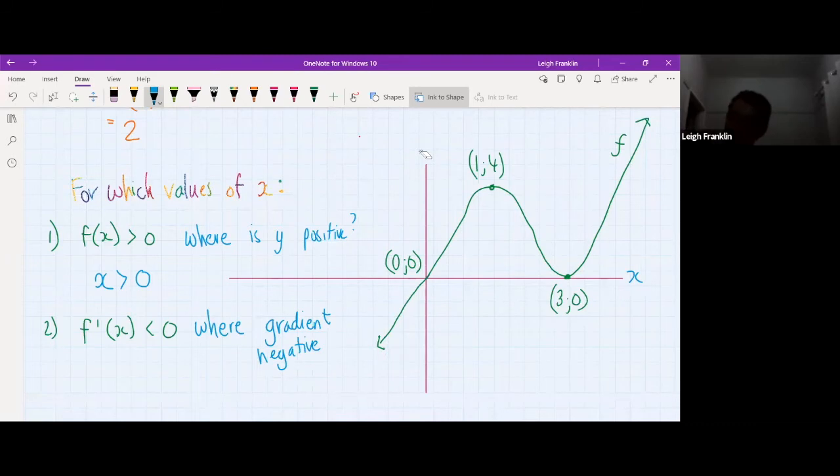So in this sort of function, it's first concave down and then concave up. The graph is a decreasing function between the turning points. So for which values of x is the gradient negative? Where are you walking downhill?